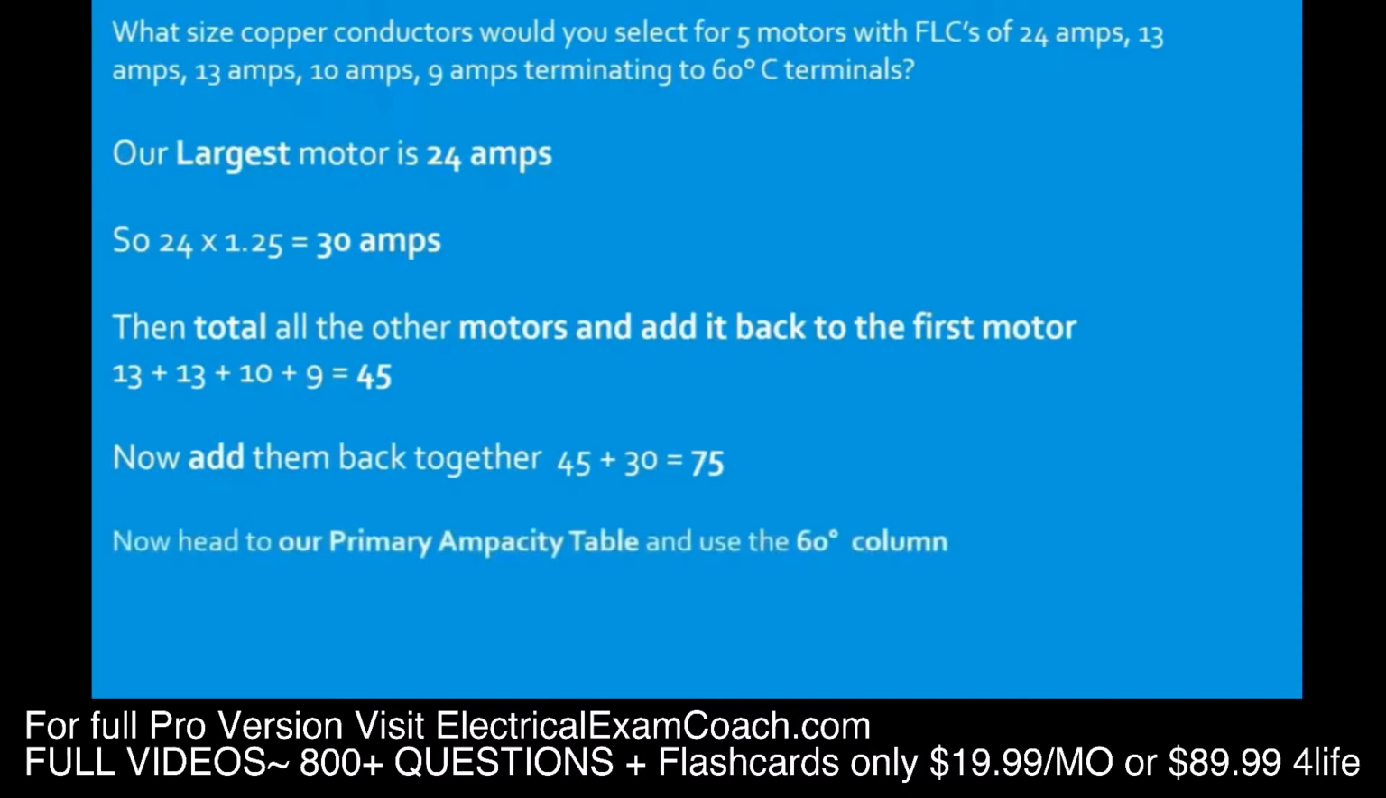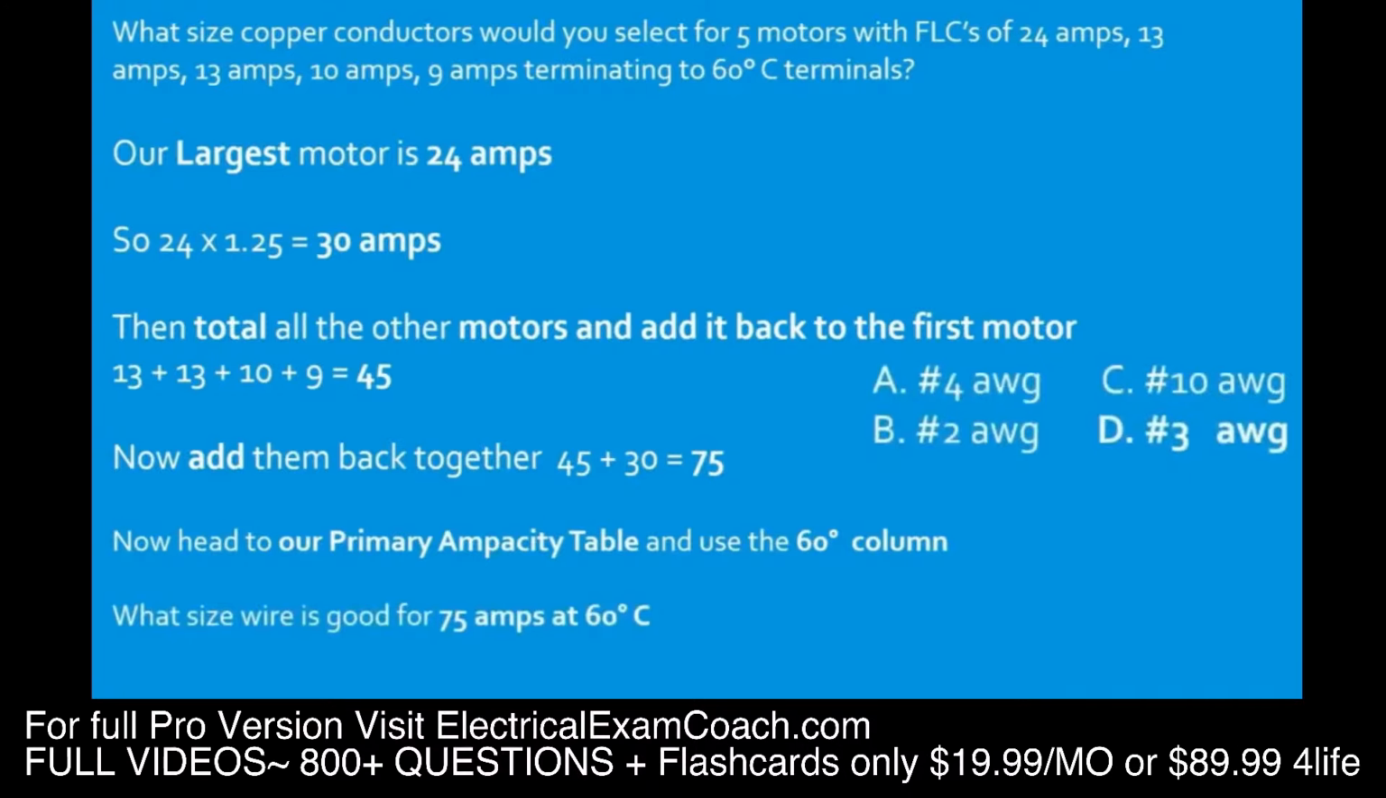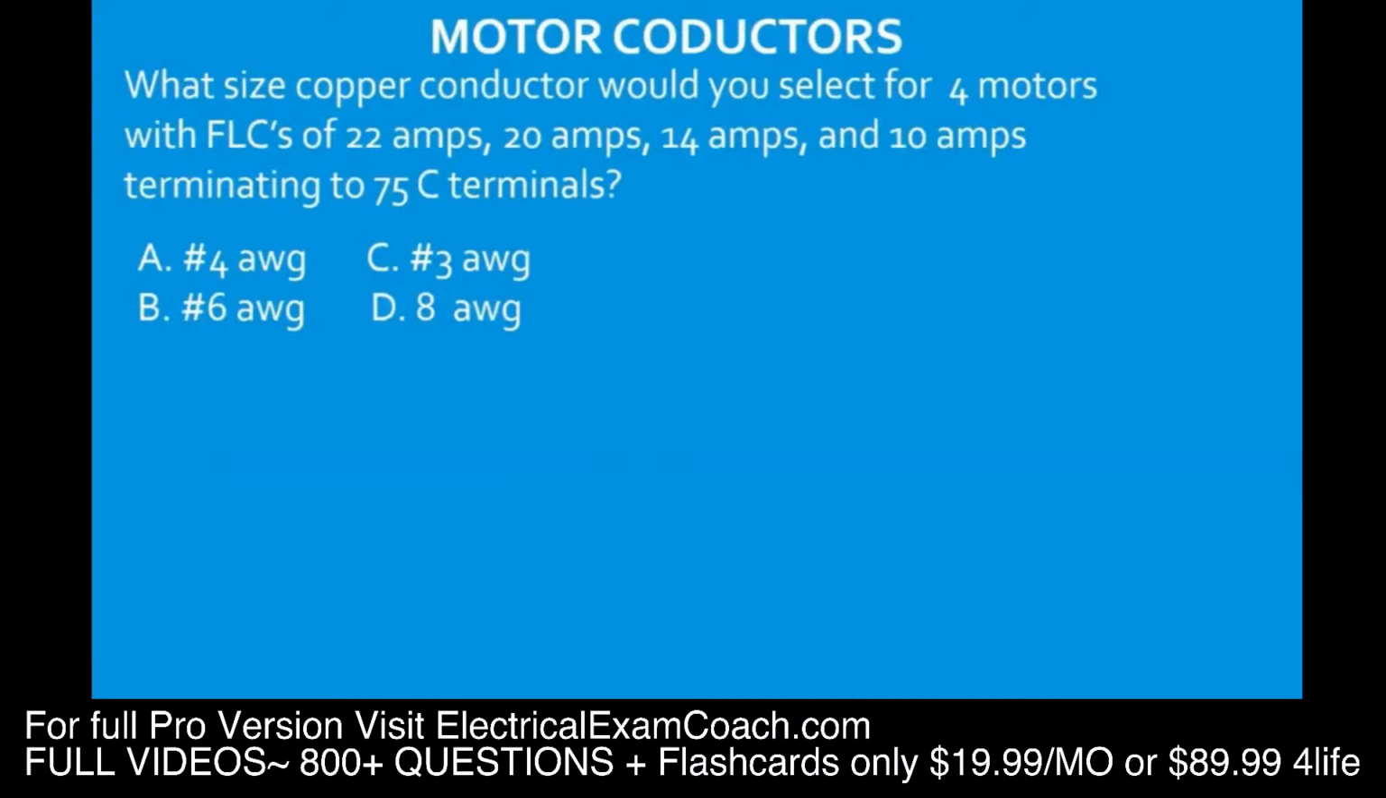Now all we have to do is head to our primary ampacity table, being sure to use the 60° C column. Our conductors that they're asking for are copper. So we go down, what wire's good for 75 amps in the 60° C column? That's right, we're going to select D. Great job.